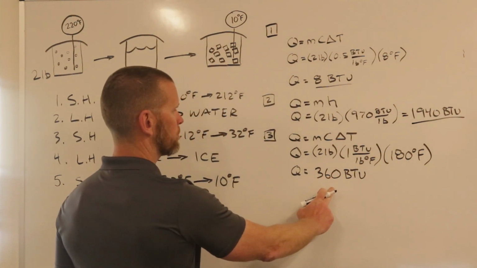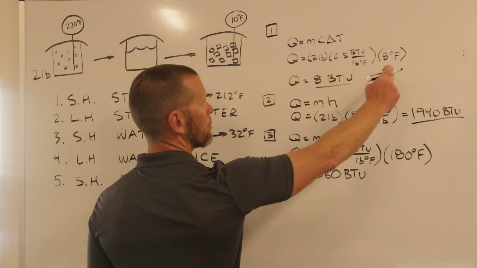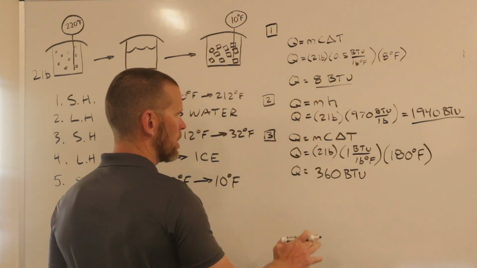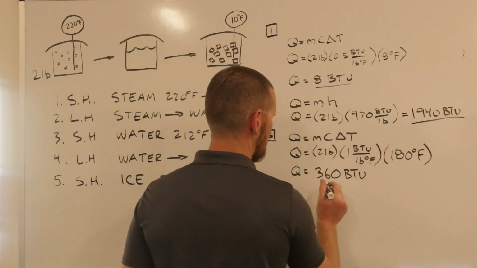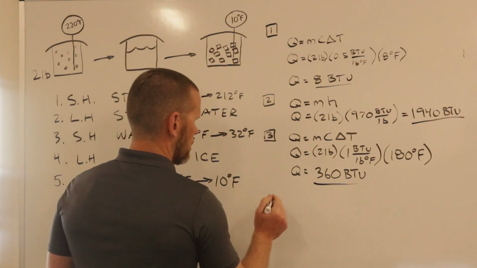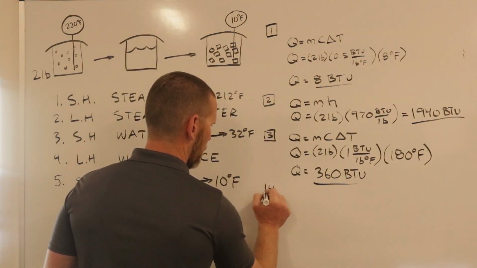Notice quite a bit more sensible heat changing the temperature of our water as compared to changing the temperature of our steam in component number 1, which was only 8 BTUs, but still quite a bit less than the latent heat required to change our steam into water. All right, moving forward, step 4.